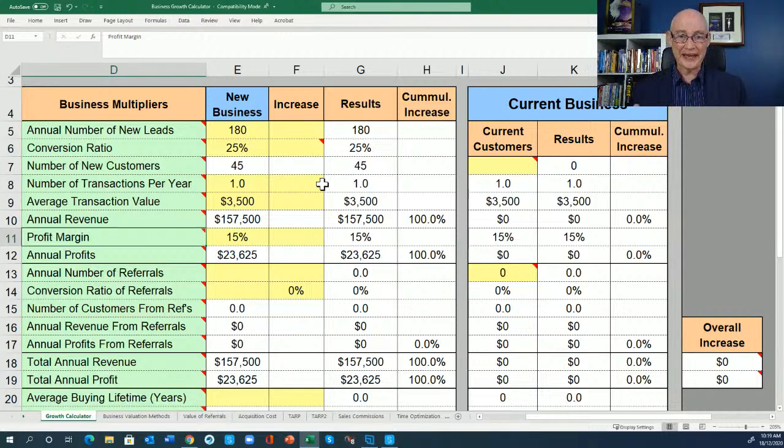And being a painting company, well, generally, the clients will use a company once, and his actual average transaction value was $3,500. And the profit margin sitting at 15% net, which is actually a pretty good profit margin for this type of business. So, what did we do?